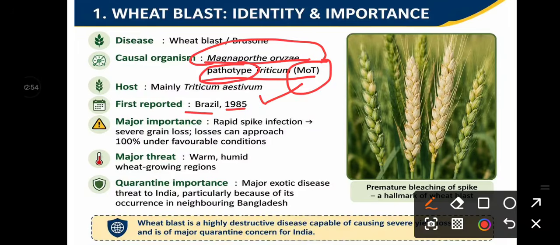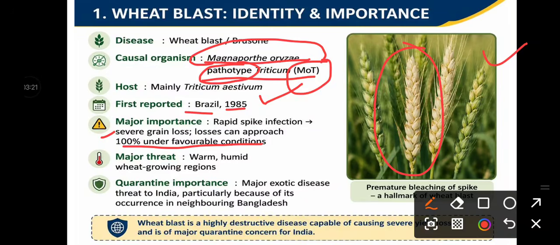Then, the major importance is that it infects the spikes. It causes bleaching of the spikes. This is the characteristic symptom. Bleaching of the spikes ultimately leads to severe grain loss, and losses can approach 100% under favorable conditions.